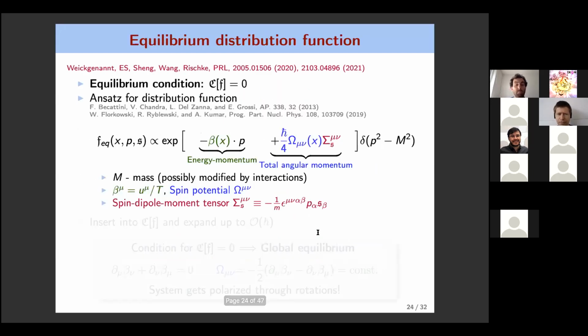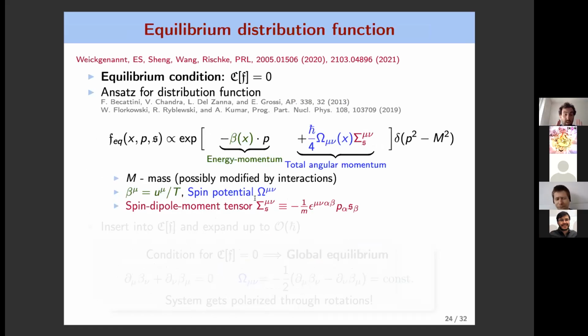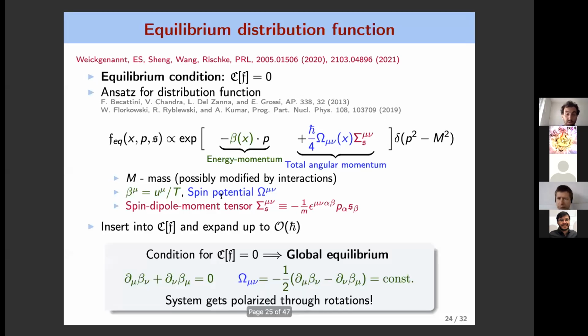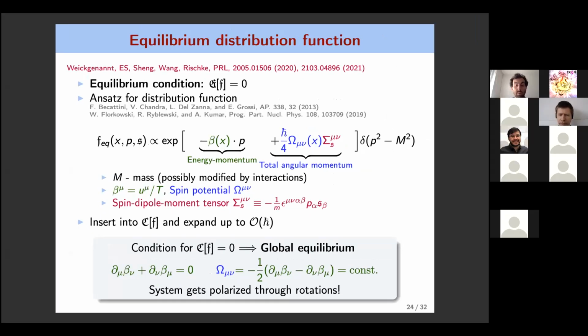And if we introduce an ansatz for the distribution function, where we take into account not only the conserved charges in the collisions, not only energy momentum, but also total angular momentum, which is taken into account by this term here, where omega is the spin potential, and sigma is a phase space spin dipole moment tensor, we see that if we plug that inside the collision term, one can show that indeed the conditions which make the right-hand side vanish, namely C vanish, are also the conditions which make the left-hand side of the Boltzmann equation vanish. Namely, we obtain some conditions which are the global equilibrium conditions in this sense.